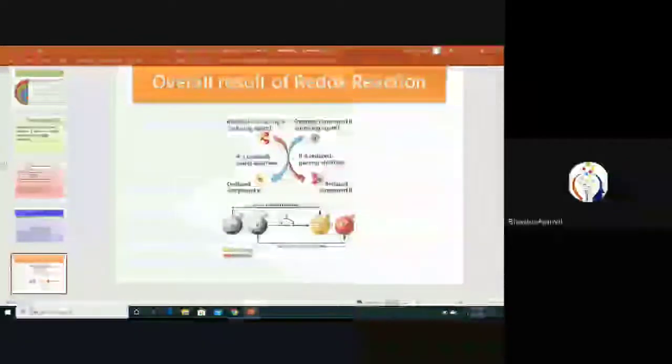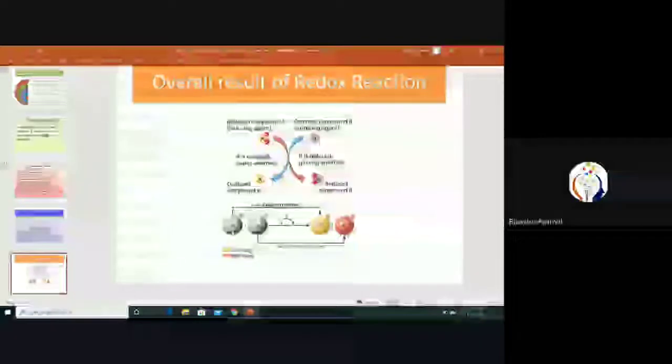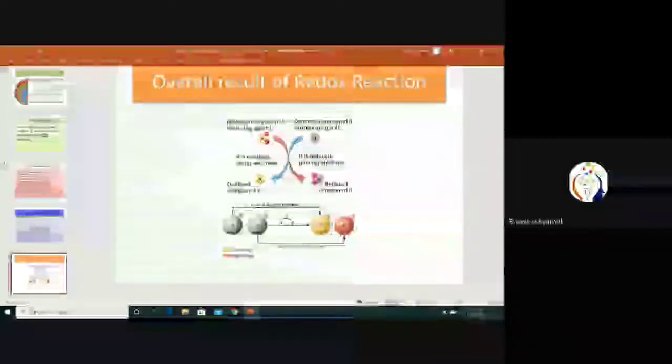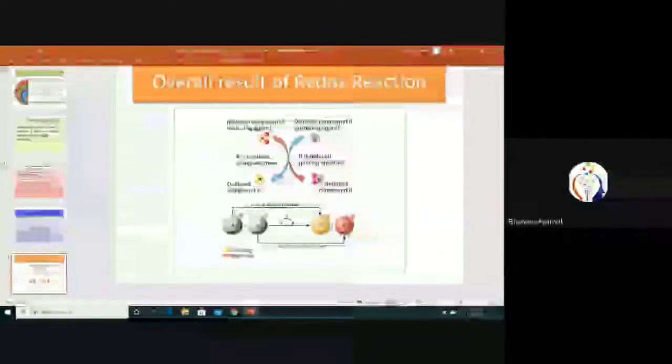This is the graphical representation of the overall result of redox reactions. Here also you can see A and B both were having zero charge, but when the reaction takes place, A loses the electron to convert into A positive. That means oxidation of A is taking place while B is gaining the electron and getting a negative charge. So in the reaction, B atom is reduced by the gain of electron.